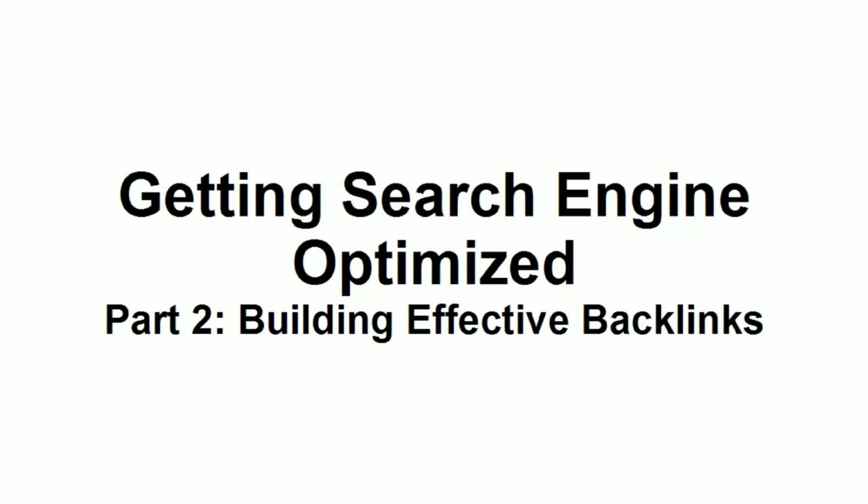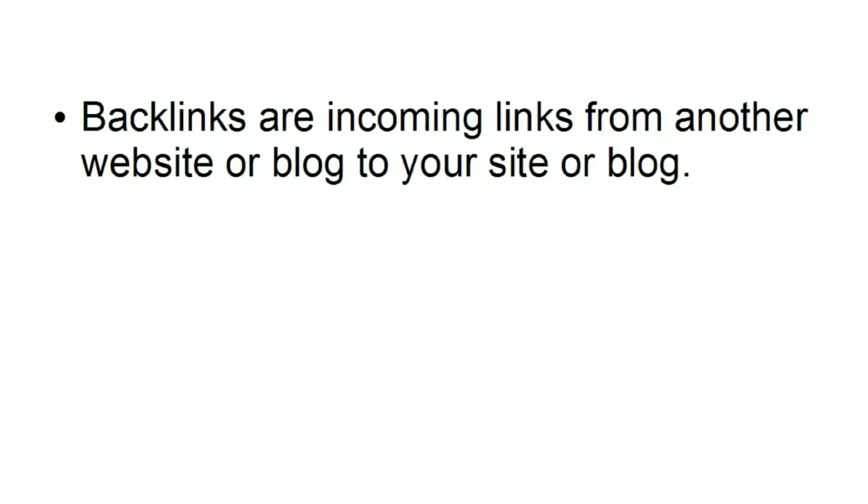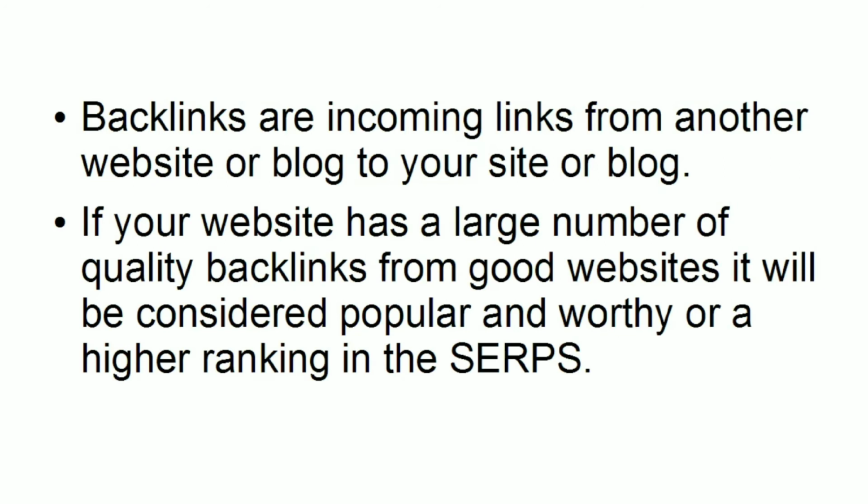In part one of this video, we talked about keywords and their role in search engine optimization. But there is a second aspect to getting good SEO ranking, and that is building effective backlinks. And we're going to talk about that in this video. Now, backlinks are incoming links from other websites or blogs to your site or blog. And if your website has a large number of quality backlinks from good websites, it'll be considered popular and worthy of a higher ranking in the search engine ranking positions.